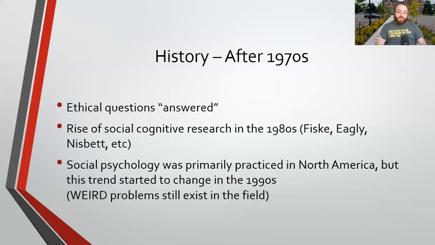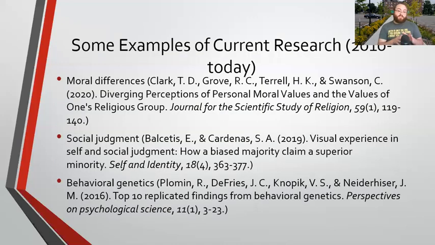I want to talk for a minute now about what are some current research topics in social psychology. And these are not all of the research topics that are being studied. There's too many for me to list on this slide. These are just a few of the ones that I like to read about. One of these, I obviously like to read about it. It's got my name on it. Diverging perceptions of personal moral values and the values of one's religious group. That's my latest publication on moral psychology.